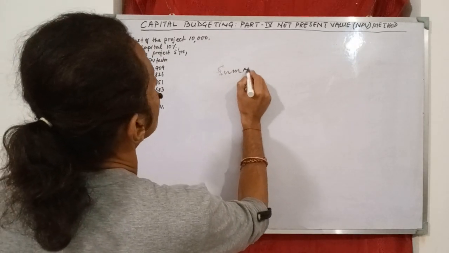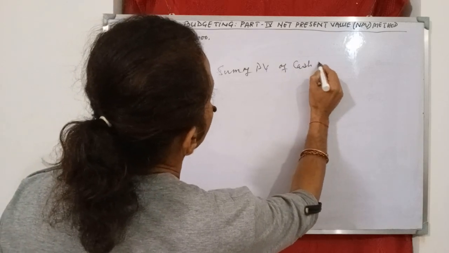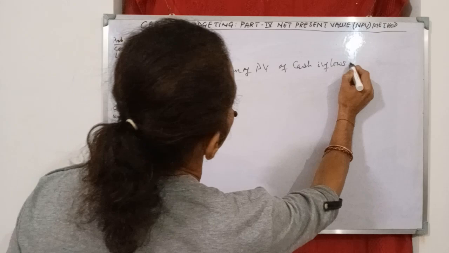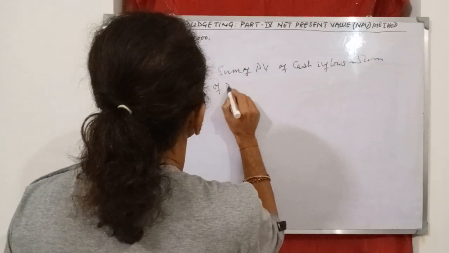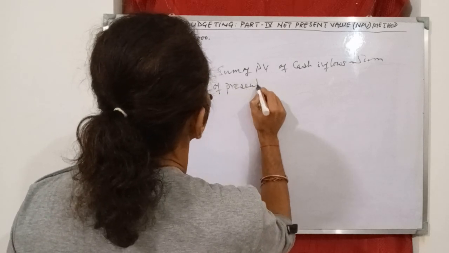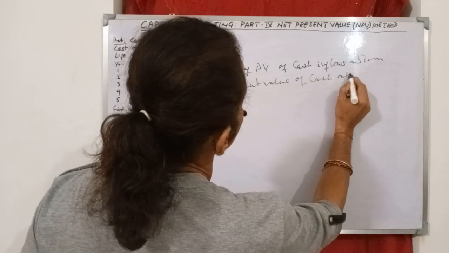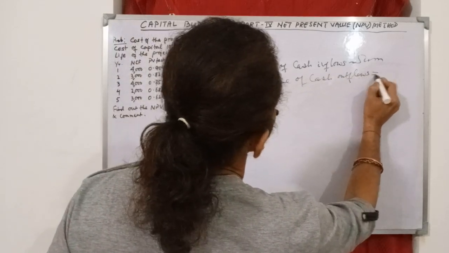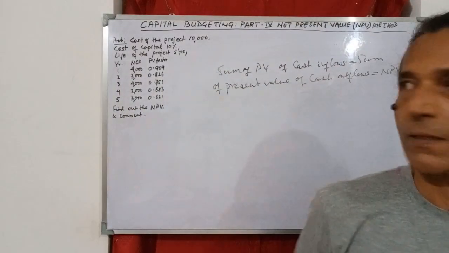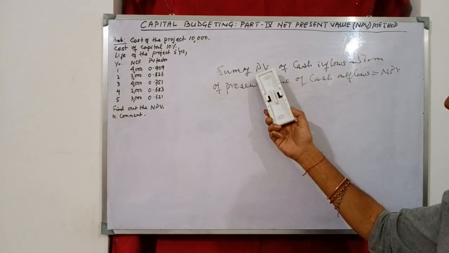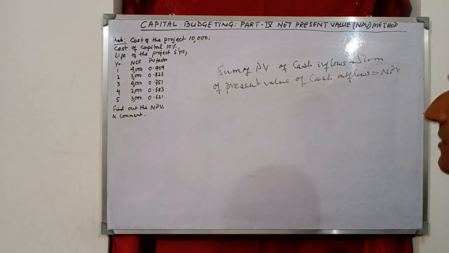So, sum of present value of cash inflows minus sum of present value of cash outflows is equal to NPV. Right? Sum of present value of cash inflows minus sum of present value of cash outflows is the net present value.